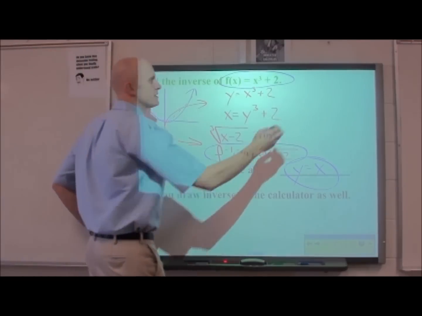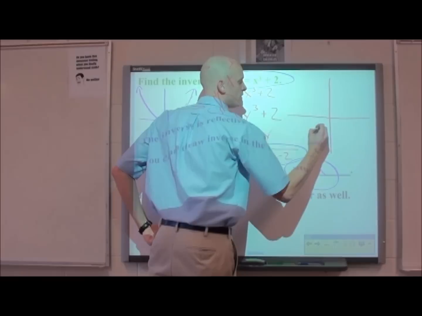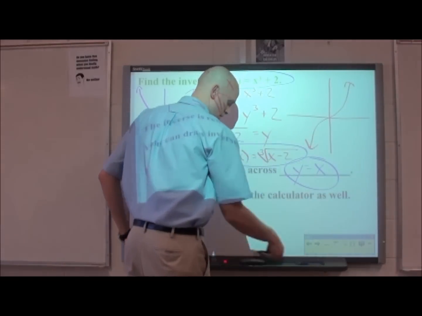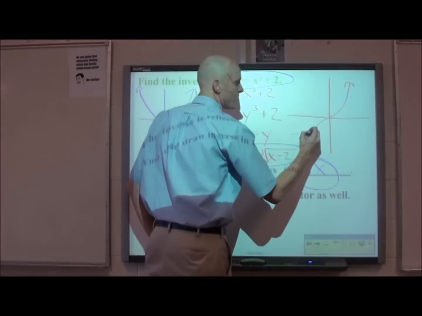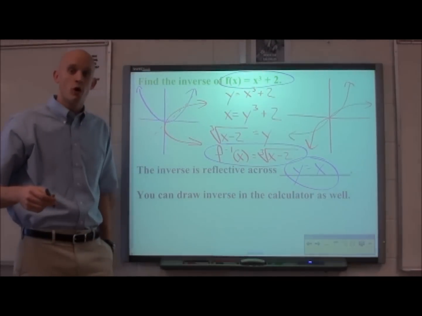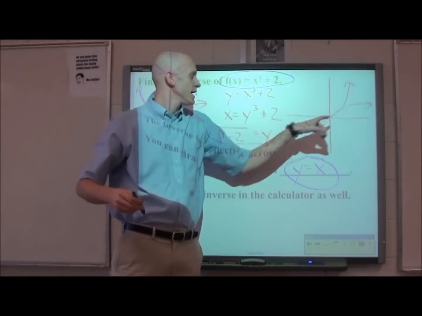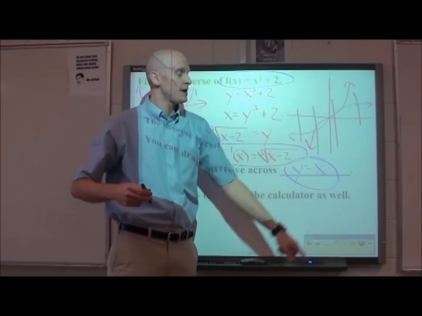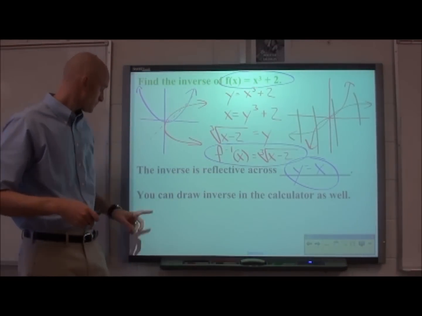One-to-one functions, like x cubed, have inverses that are functions because they are one-to-one. The inverse is a function because it's one-to-one.